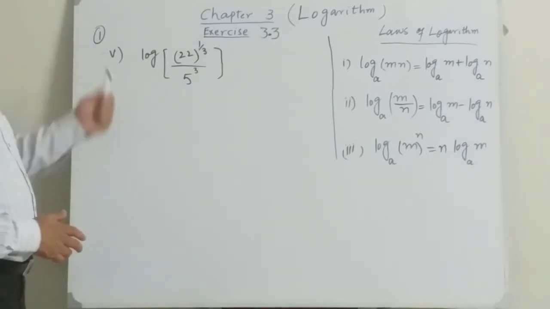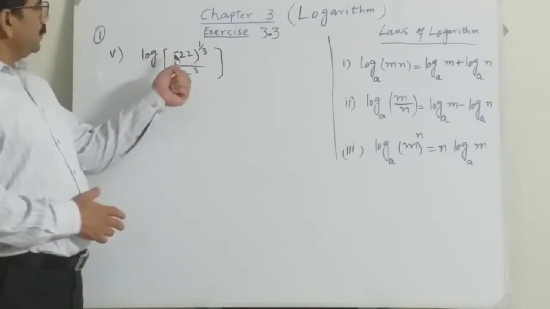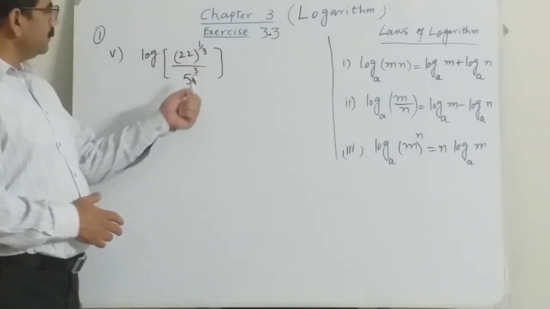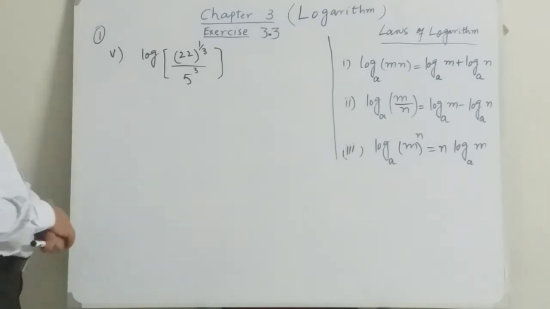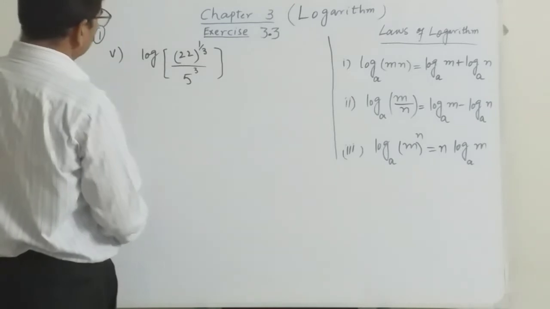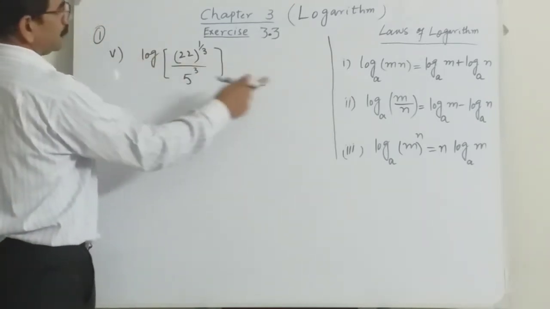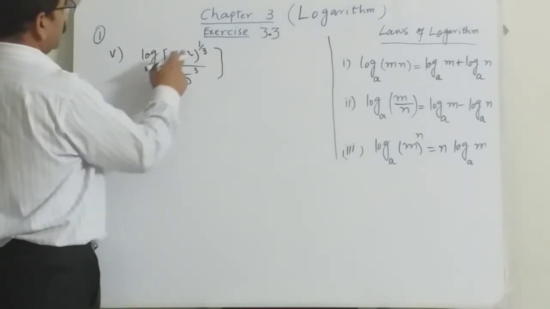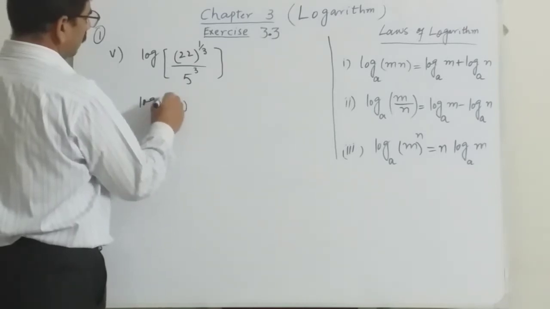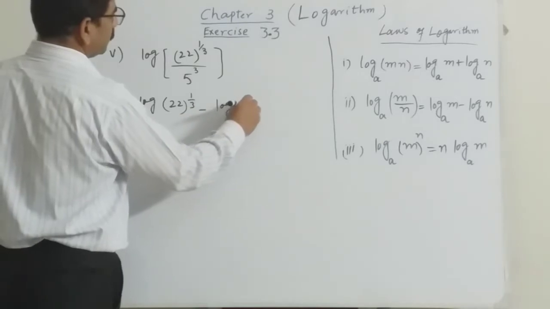In fifth part of question number 1, we have to write log of 22 power 1 over 3 over 5 power 3 as sum or difference of the two numbers. Now according to second law of logarithm, we can write it as log of 22 power 1 over 3 minus log of 5 power 3.